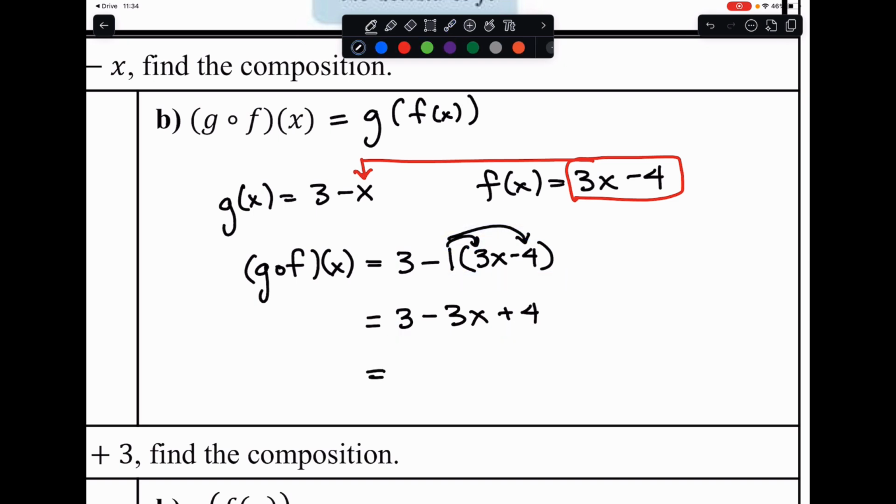And here from left to right, we would only be able to add the 3 with this 4 at the end. So ignoring the middle one, let me just write negative 3x first. Let me bring that down. And if I ignore that and just read this as 3 plus 4, that gives us a total of 7. So there is your composition.